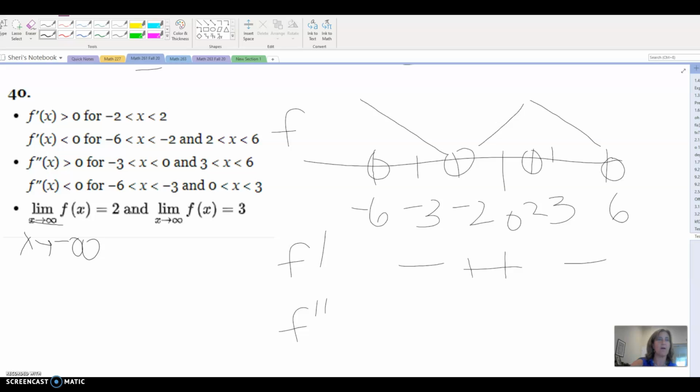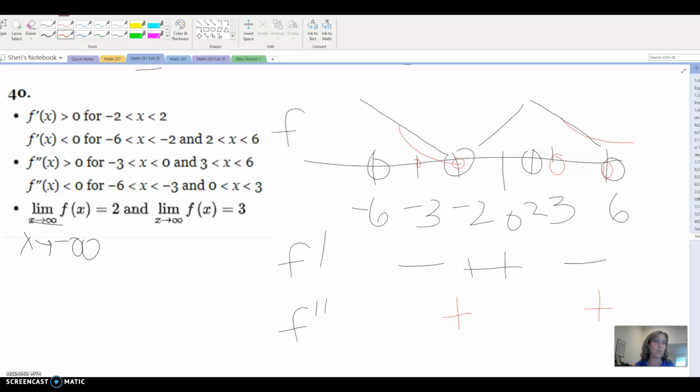Now I can add in the concavity. The second derivative is positive between -3 and 0. So between -3 and 0, my function should be concave up. Furthermore, between 3 and 6, the second derivative is positive as well, which means between 3 and 6, this function again is concave up. But be really careful, it still has to stay decreasing. So that piece between 3 and 6 is going to be concave up and decreasing, looking a little bit like an exponential decay function.